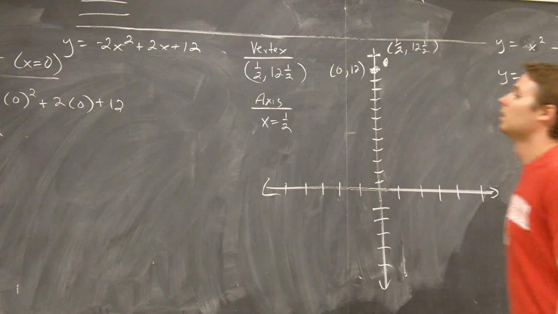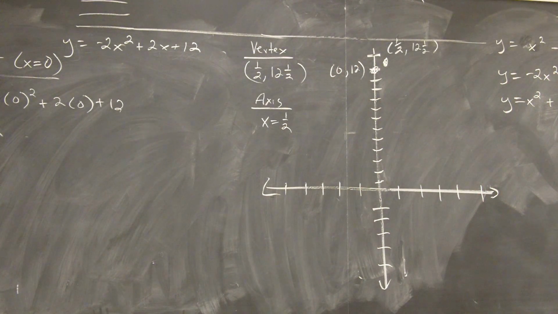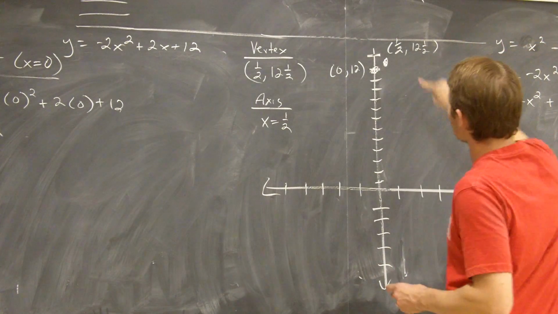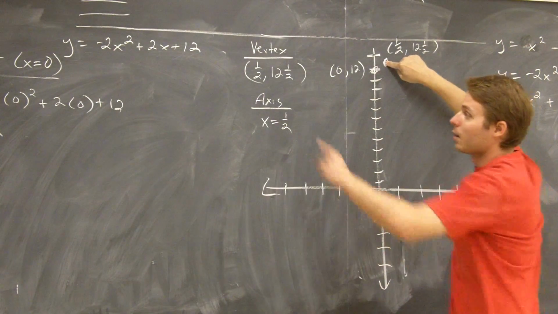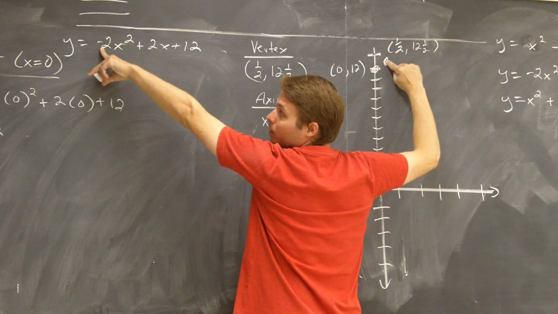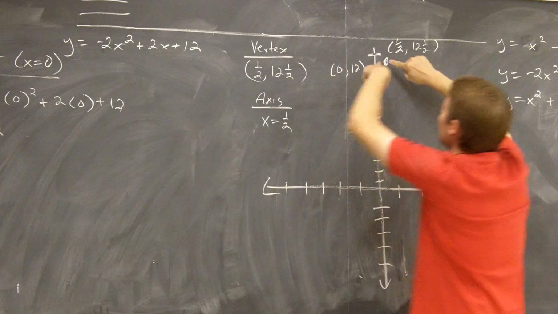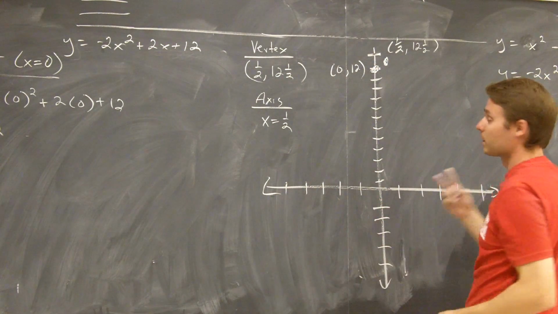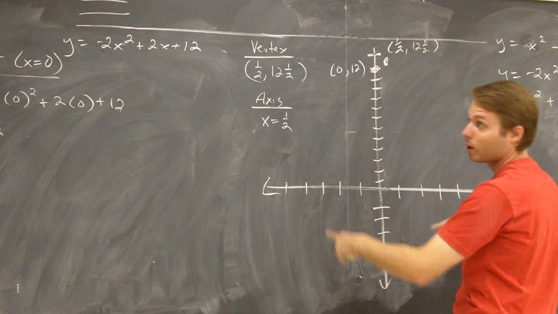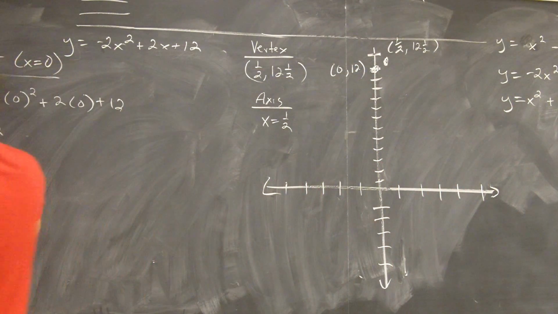So there's our y-intercept. Now we have to ask ourselves, is there an x-intercept, or are there any x-intercepts? Well, we know the vertex is here, and we know this graph opens downward because the leading coefficient is a negative number. So a negative a means it opens down, like this. That means we're going to have two x-intercepts because it has to hit the x-axis twice. So let's find these.